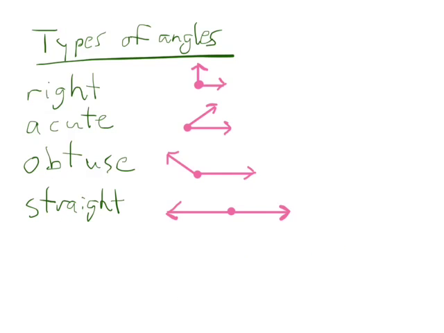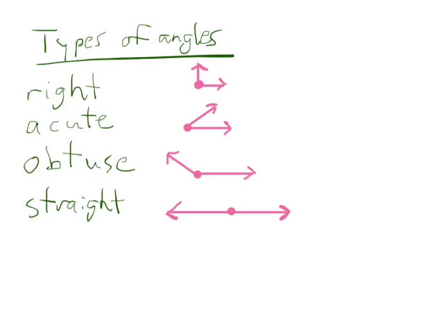Now there are different types of angles that we see, and we see here 4 main types. So the first main type is what we call a right angle. A right angle creates a 90 degree. So we see here, this would be an example of a right angle. It forms 90 degrees. So that is a right angle.